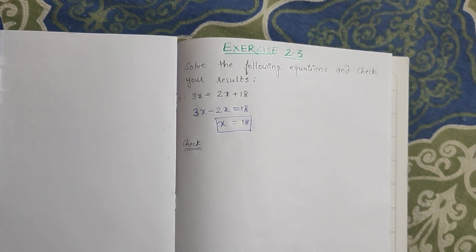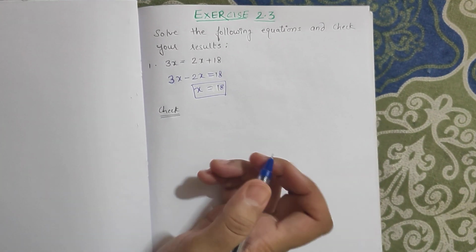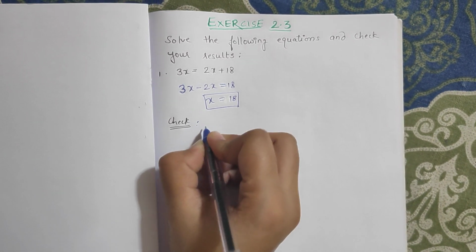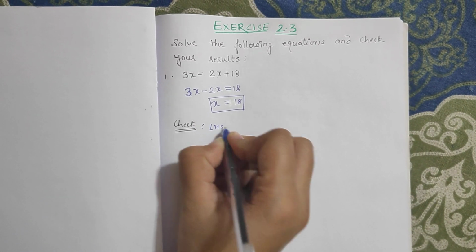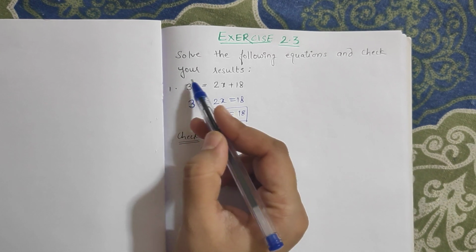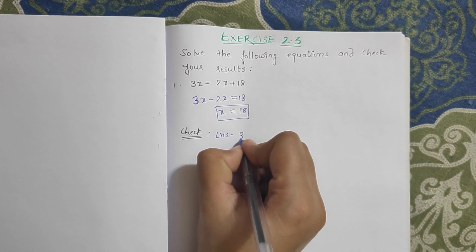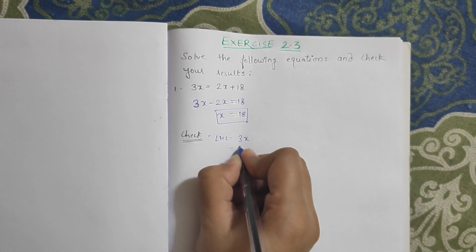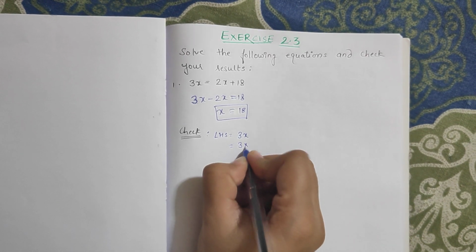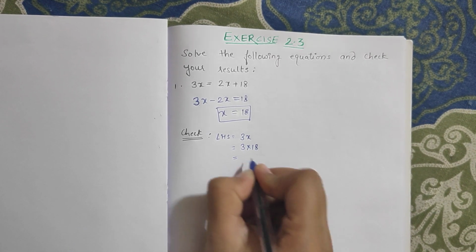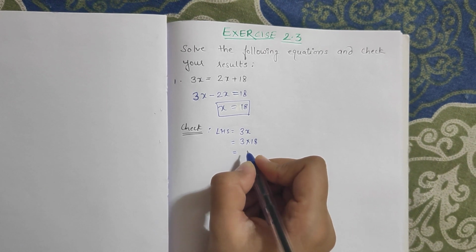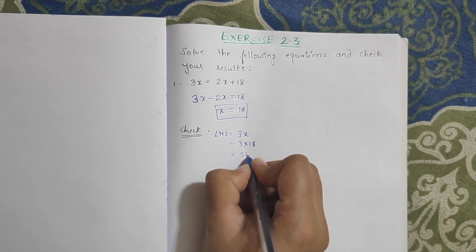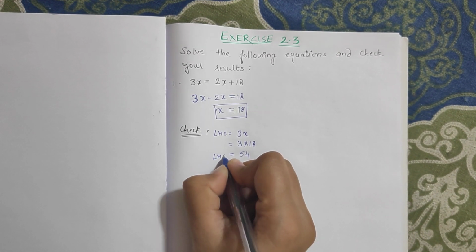So in check, what we have to do is show that LHS is equal to RHS. So here let us consider our LHS is 3x. Now what is the value of x? It is 18. So 3 into 18 is nothing but 54. So our LHS is 54.